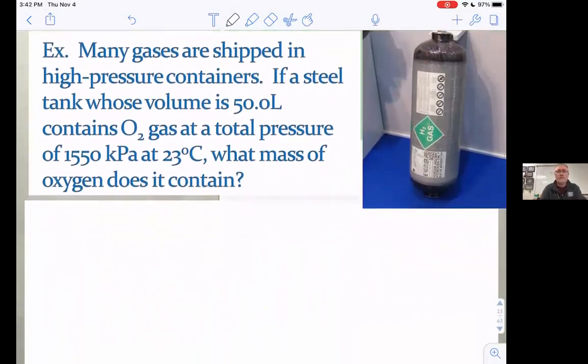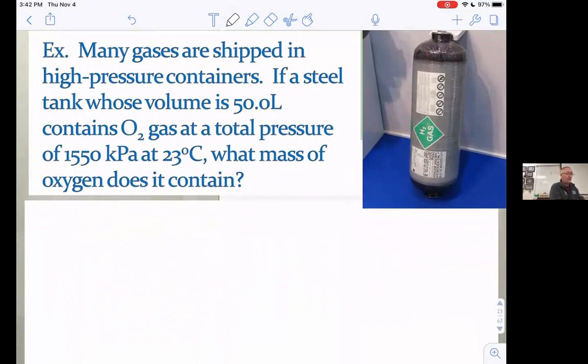I would like you to try them on your own. This one here says gases are shipped in high pressure containers. If a steel tank whose volume is 50 liters contains oxygen with a total pressure of 1550 kilopascals at 23 degrees C, what mass of oxygen does it contain? We need to find mass.